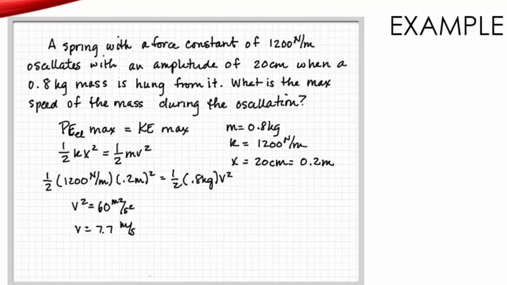So we know that the maximum potential energy is going to be equal to the maximum kinetic energy. We know our mass, our spring constant, and we know how far the spring is stretched. Remember, that needs to be in meters, so watch those units. And so we just plug things in. We plug in the 1/2 kx squared, set that equal to 1/2 mv squared. Do the math, and you end up with the maximum velocity is 7.7 meters per second.